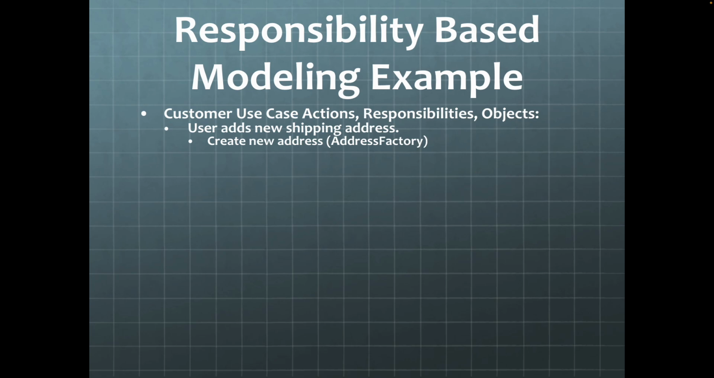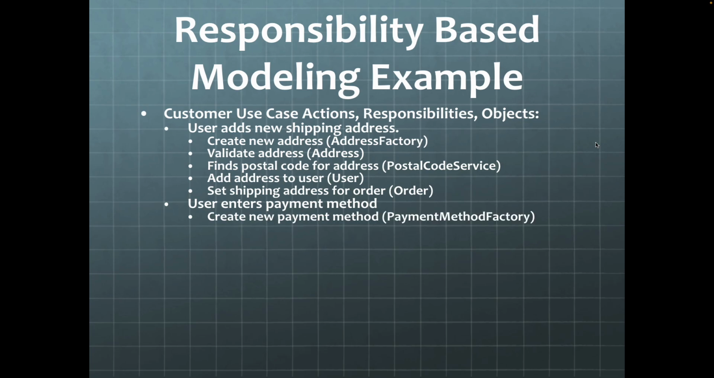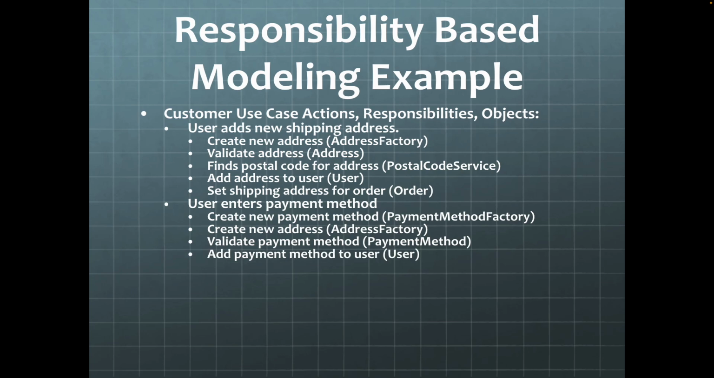and figure out the responsibilities. So for example, for adding a new shipping address, it's the same stuff we went through earlier: creating a new address, validating, finding postal code, adding to the user. The last one is setting the shipping address for the order. Next, user enters a payment method, so then they have to create a new payment method, create a new address. I mean, this is not very realistic, but it's close enough, good enough for teaching the concepts. Validating the payment method, adding the payment method to the user, and setting the payment method for the order.